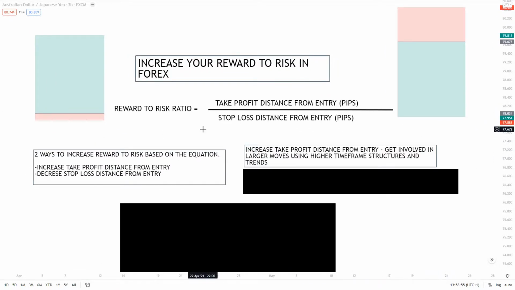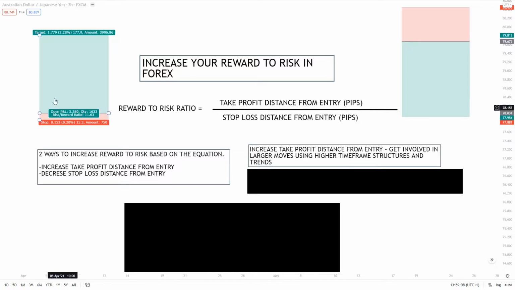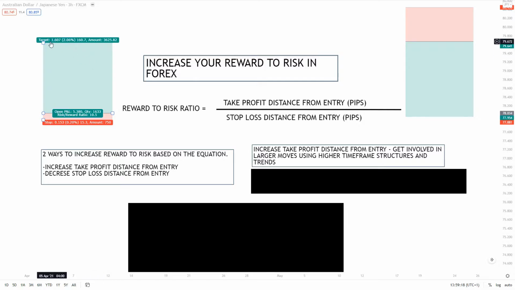So let's just speak for a minute about those two different ways to increase your risk to reward based on the equation. The first way is to increase your take profit distance from entry. In terms of how to actually do this, the main thing to be thinking about is getting involved in higher time frame structures and higher time frame trends. So if you're really trading only the 1 minute time frame and you're expecting to get 100 pips out of a move, then that's pretty unrealistic.